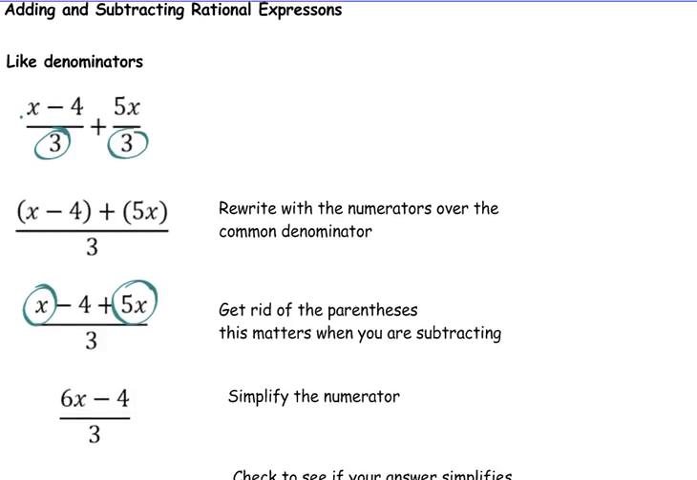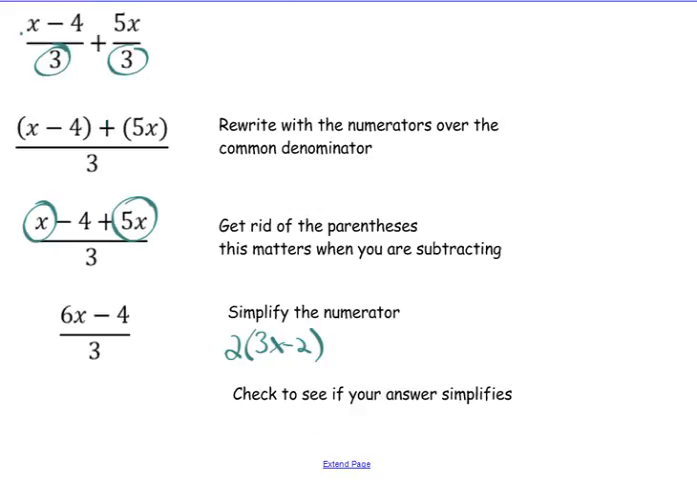Now I want to go ahead and factor the numerator. All right, if I factor the numerator, I get 2 times 3x minus 2. Now what I want to notice is that it does not have a common factor with the denominator. So this answer is in simplest form because there are no common factors between the numerator and the denominator.